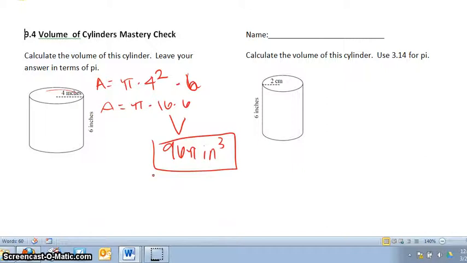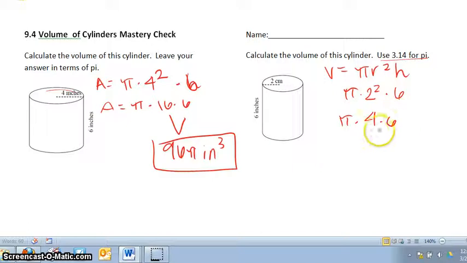Okay, so on this one we're going to calculate the volume of the cylinder. Use 3.14 for pi. So again, our formula is that we take the area of the base of the shape and then multiply it by the height. So I'm going to plug in what I know. I have pi times the radius, which is 2 halfway across, squared, times the height, which is 6. Order of operations says I have to do exponents first. So I have pi times 2 squared, which means 2 times itself, so 4 times 6.